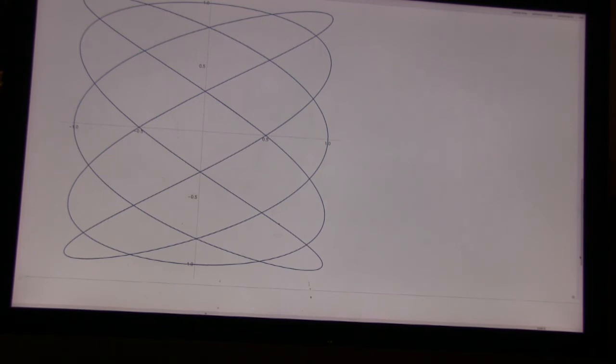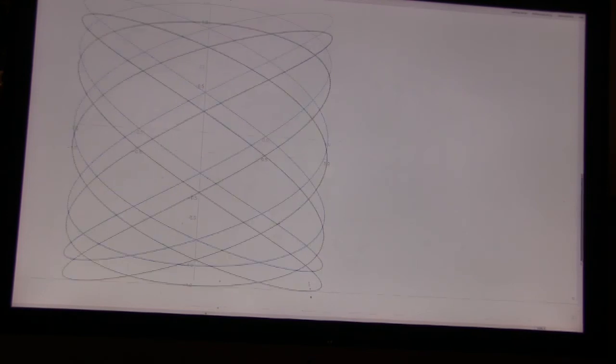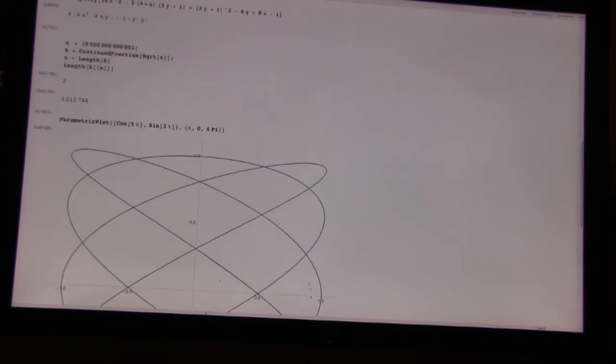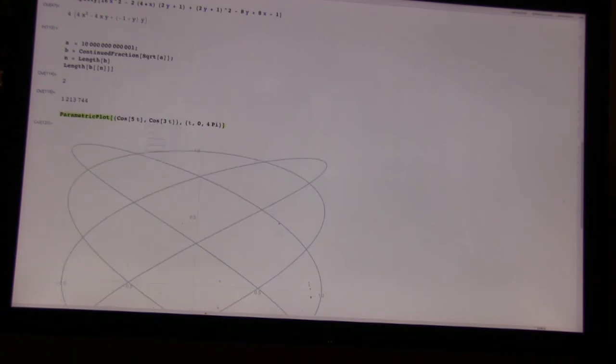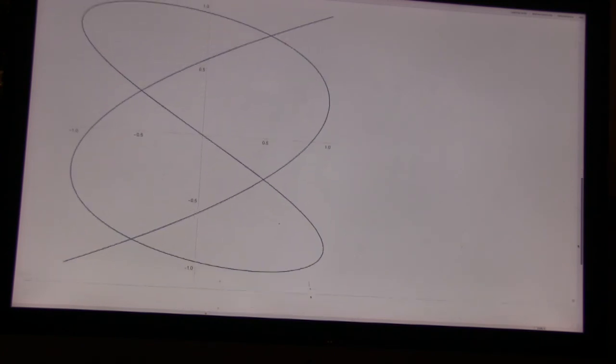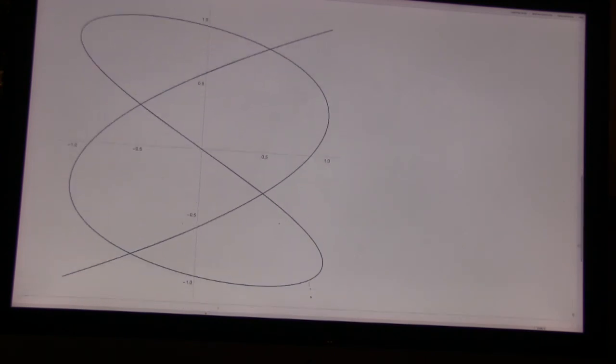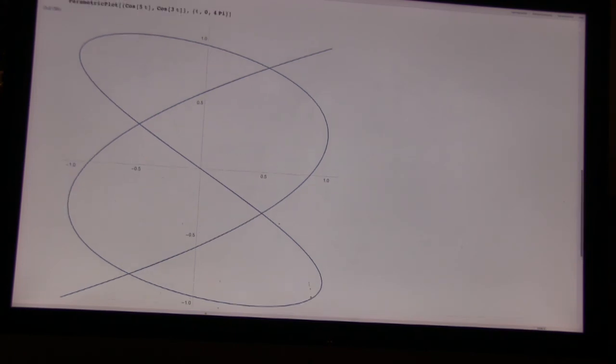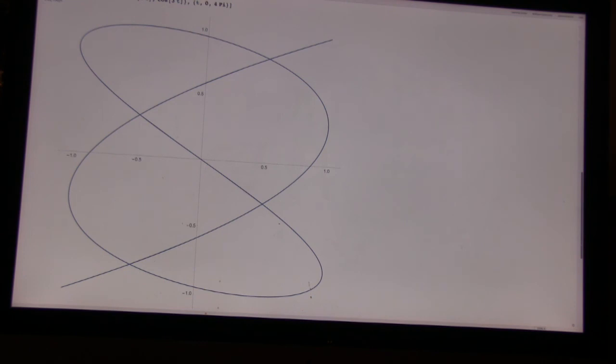The important part is that when you have cosine and sine, you get a circle. But then you can start playing with the cosine and sine values. You could even do cosine of 5t, cosine of 3t. And you get an interesting looking shape there. Almost looks like a pretzel. Anyway, that's kind of fun to play with, and you can actually make really cool shapes.